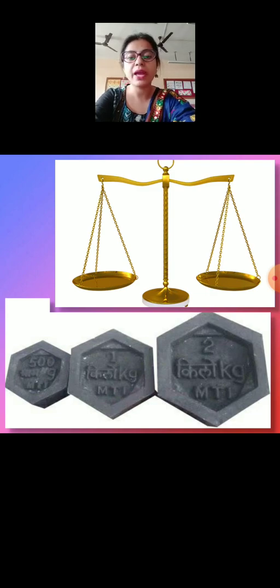So on one pan we put the weight. On the other pan we put the item which we have to measure, like fruits, vegetables, etc. And when both the pans are balanced, that means the weight of the item is equal to the weight on the other pan. Okay.